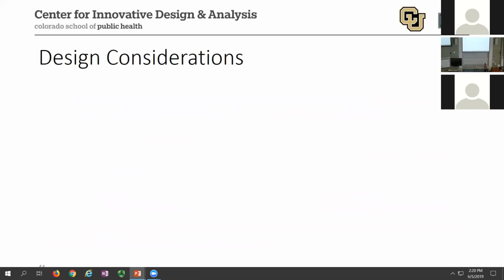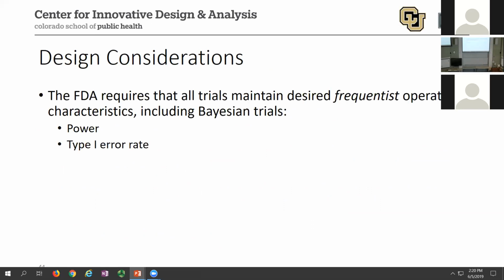There are some special design considerations, though, when we're doing Bayesian methodology, but also adaptive designs more generally. The FDA does require that all trials maintain their frequentist operating characteristics.